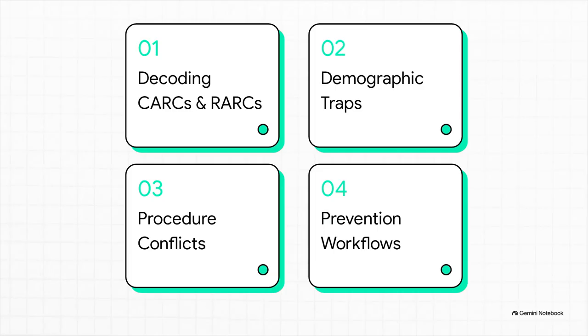Here is our roadmap for today's explainer. First, decoding CARCs and RARCs. Second, demographic diagnosis denial traps. Third, procedure and history conflicts. And finally, number 4, root cause prevention workflows.